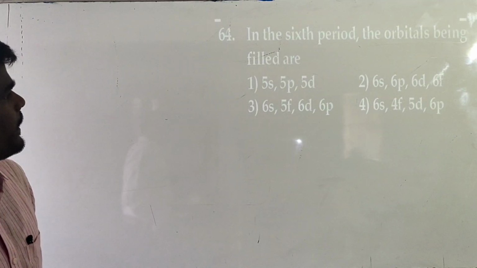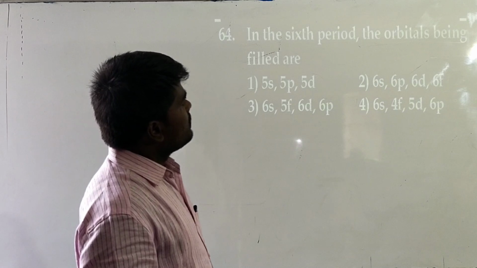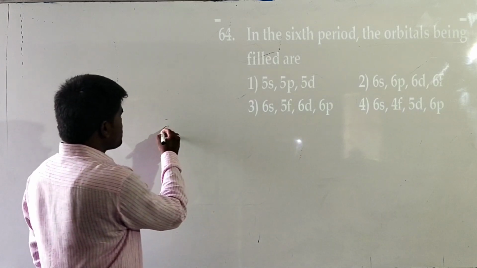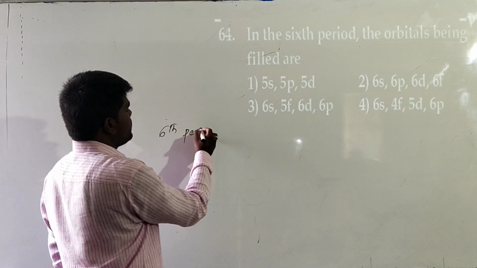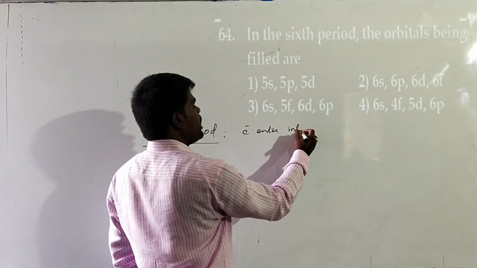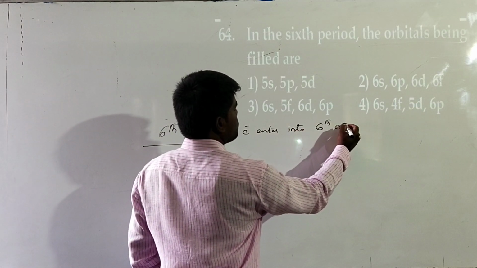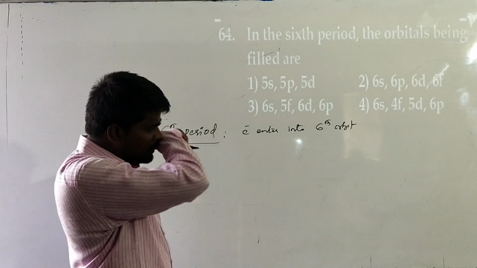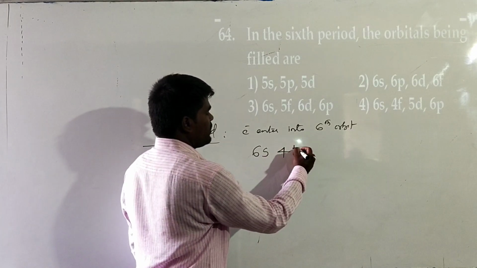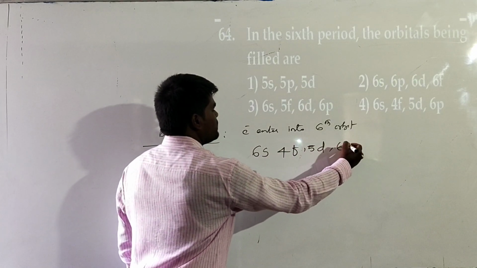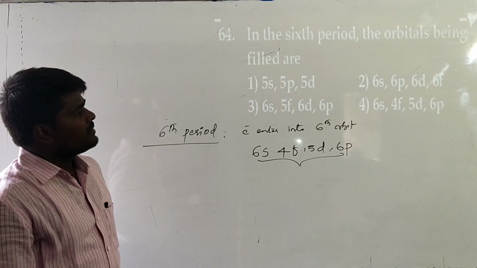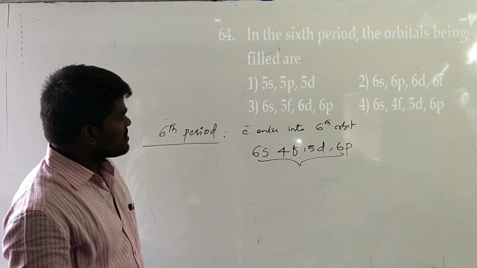Here is our next question. The sixth period, the orbital being filled out. In the sixth period, the orbital being filled out. Generally, you know that in the sixth period, electrons enter here. Sixth orbital. And sixth orbital is associated with various subshells, that is 6s and 4f, 5d and 6p. These are the orbitals that are going to be filled in the sixth period. So if you have an option, then that will be your answer.